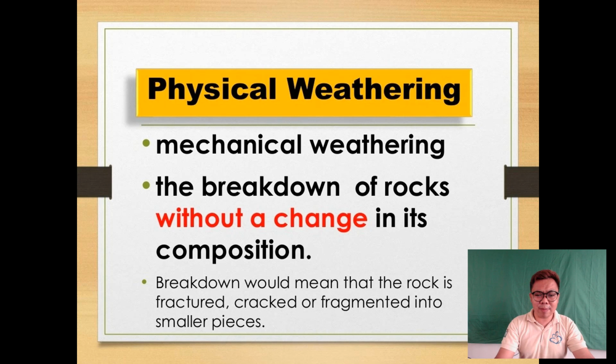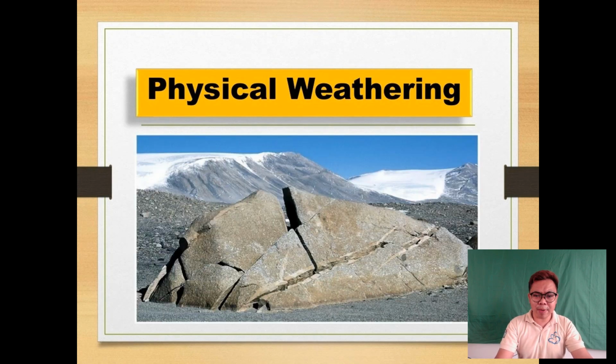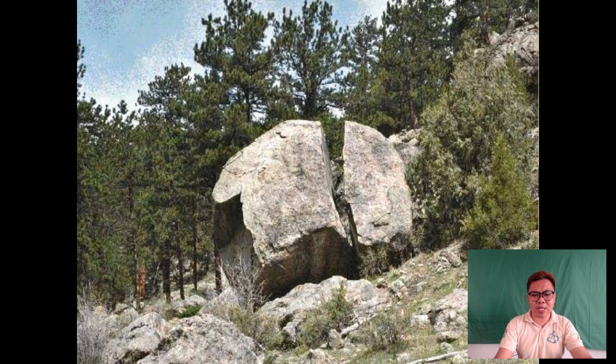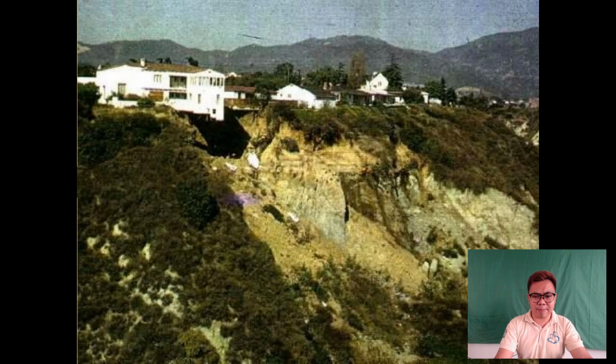Sa physical weathering po, mechanical po ito, mano-mano, na kung saan yung mga bato ay nagbabago pero yung composition nila hindi. Yung itsura lang po nila. Then it will be cracked into many pieces or smaller pieces. Ito yung isang example ng physical weathering natin, from a big or huge stone turned down into smaller pieces. Ayan. It's all because of physical weathering. Another example. And another example.